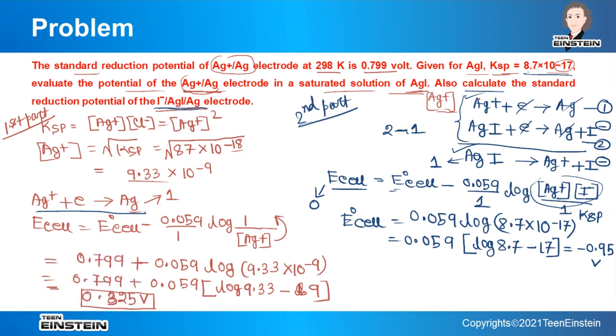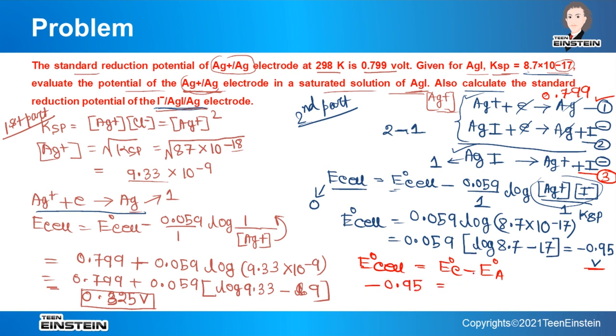Okay. Now the important thing is, for this first equation, we know the value of standard reduction potential. It is 0.799. And we also know that for the combined reaction, suppose this is equation 3, the value of E naught cell is minus 0.95 volt. So use this equation, that is E naught cell is equal to E naught of cathode minus E naught of anode. So here you know E naught of cell of the reaction, which is minus 0.95.